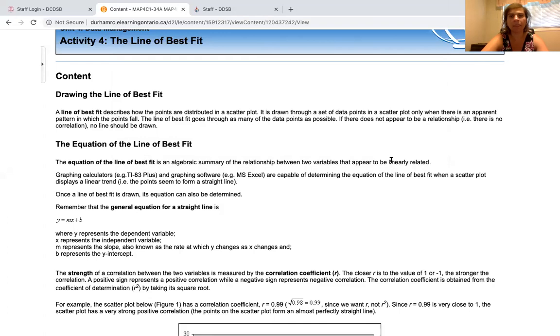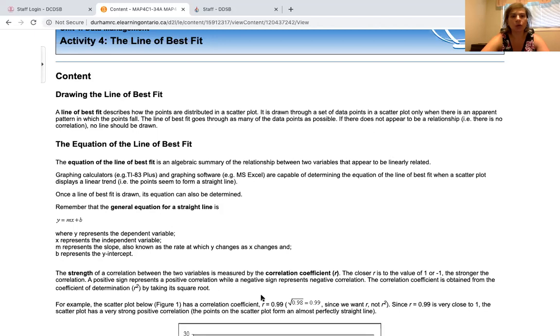So we're going to use Excel because Excel is something that's used in colleges and universities. It's available if you have Microsoft Office, and it's easier to use than any other technology out there.